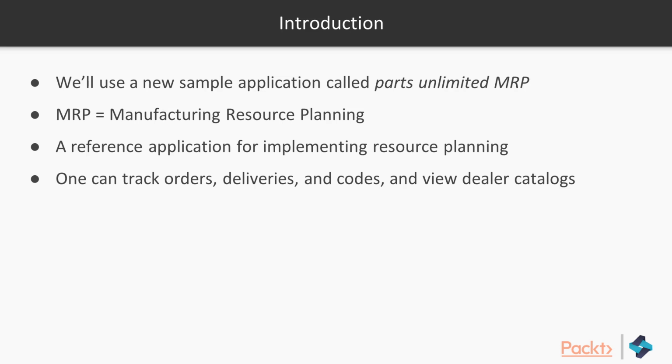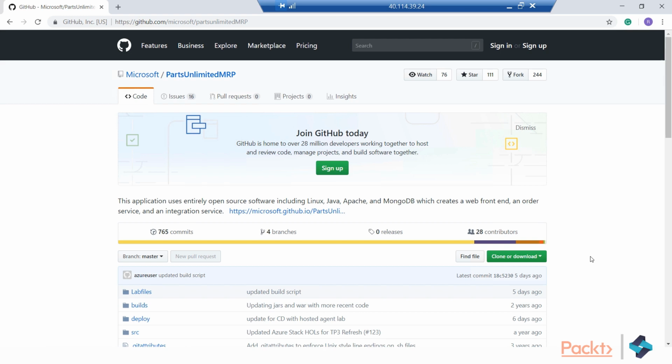In this section, we will use a new sample application called Parts Unlimited MRP, wherein MRP stands for Manufacturing Resource Planning. This is an e-commerce web application provided by Microsoft as a reference application for implementing resource planning in the manufacturing sector. In this web application, we can track orders, deliveries, codes, and view dealer catalogs for manufacturing parts. Let me navigate to the Git repository for this application and give you a quick overview of it.